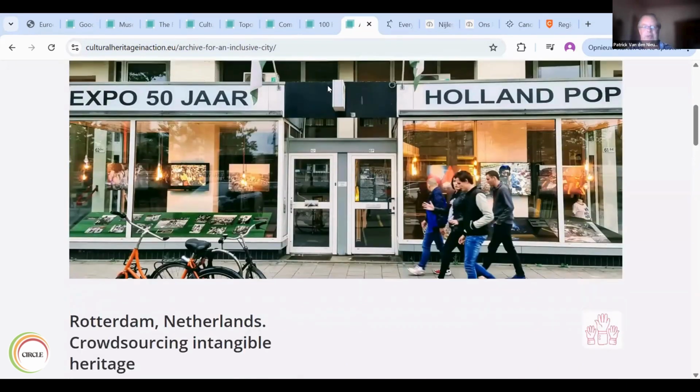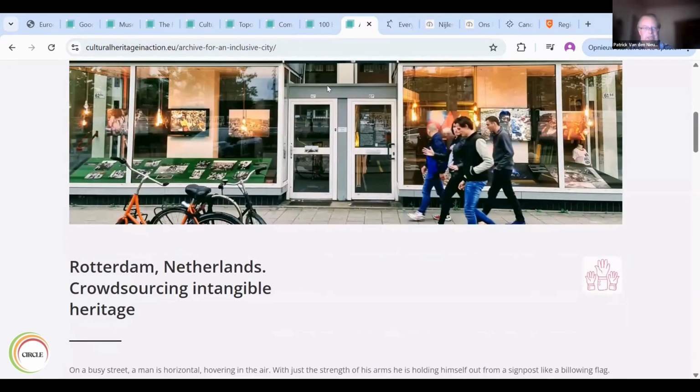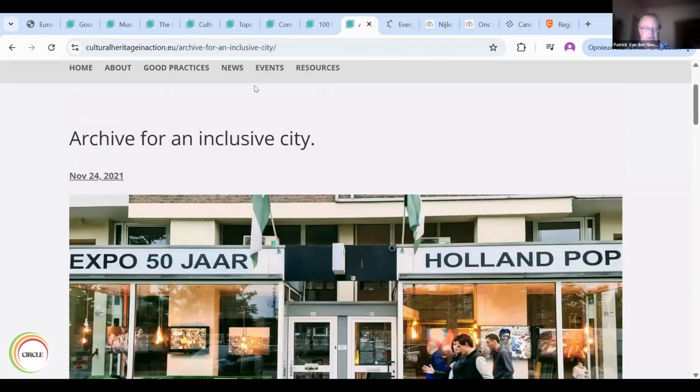Also in the Netherlands, you have a very nice project, also archiving for an inclusive city. All the time it's the same idea. What we have in our house, what we have in our organization, it's also important to keep and to maintain. And by involving, engaging the people, you come to a more inclusive city. That's the main idea behind most of the practices I've shown you in other European countries.